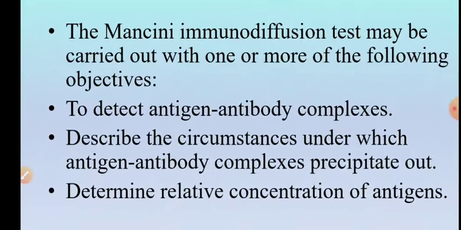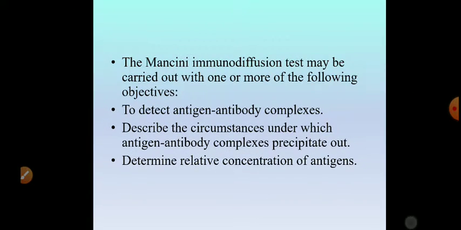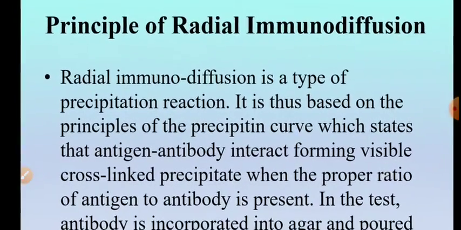The Mancini immunodiffusion test is carried out for one or more of the following objectives. What is our objective? To detect antigen-antibody complexes, to find out the concentration of antigen present in the sample, and to describe the circumstances under which antigen-antibody complexes precipitate out. Rather, most of the time we study radial immunodiffusion to find out the concentration of antigen present in the patient's sample.